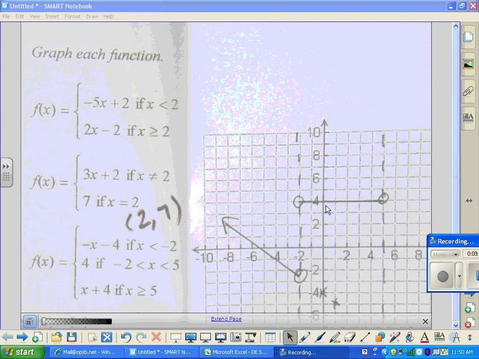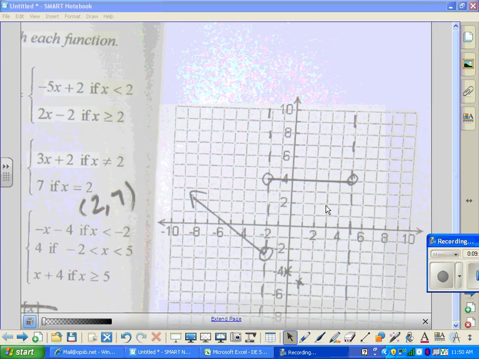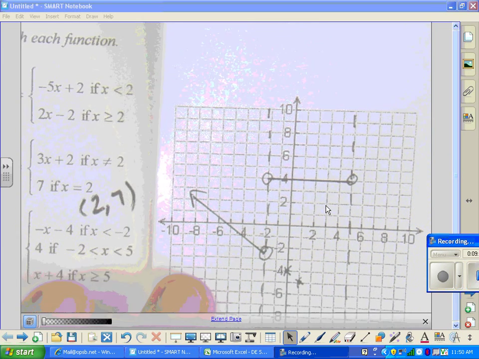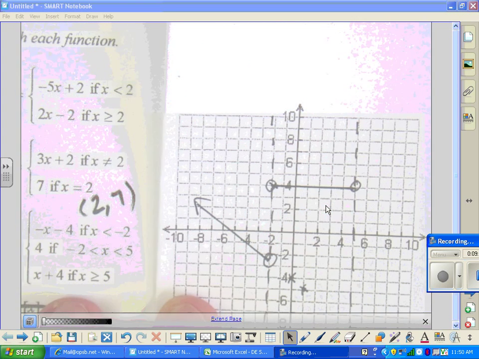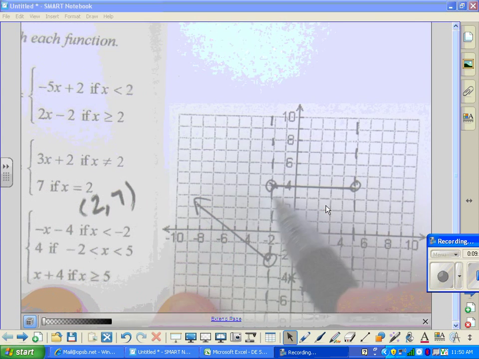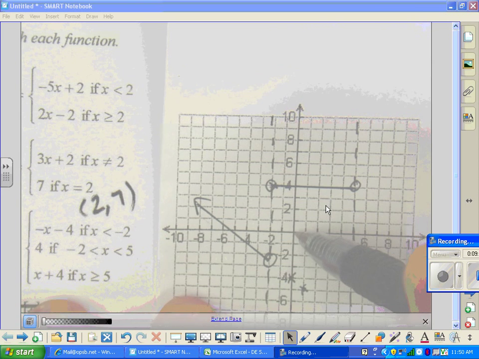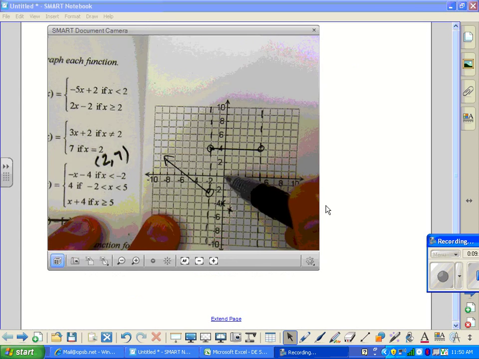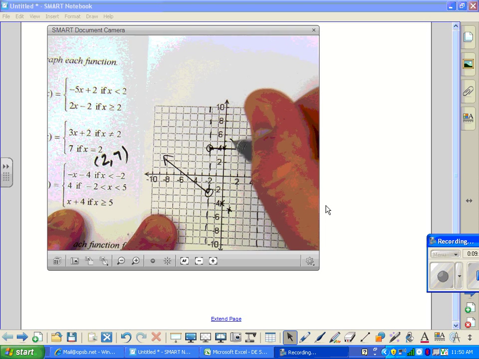Okay, let's get to the last one. So the last one there is x plus 4, so that's a y-intercept of 4. So be that point. And then I'm going to rise 1, run 1. Oh, I missed that. I should have went on the y-axis. Okay, so let's go back. The y-intercept there is 4, and then the slope is 1, so I will rise 1, run 1.